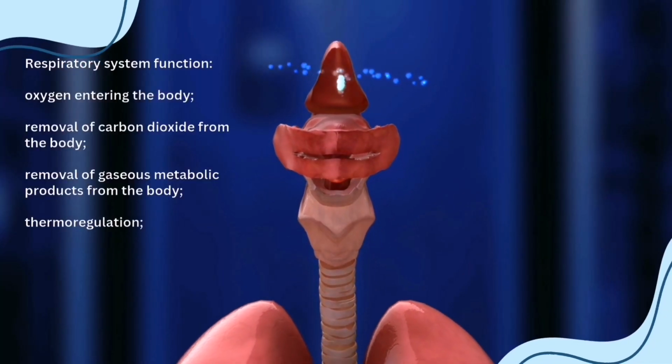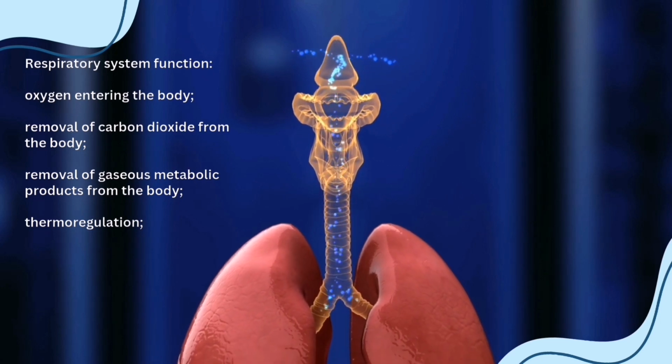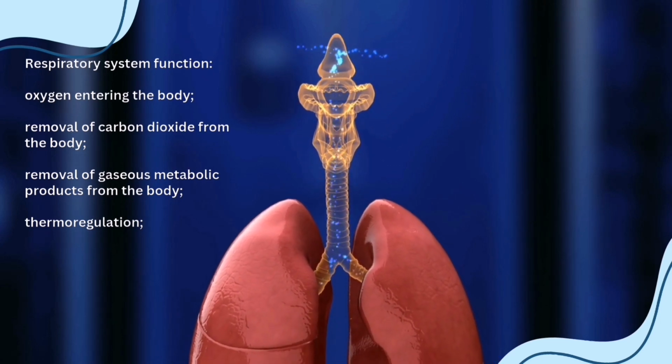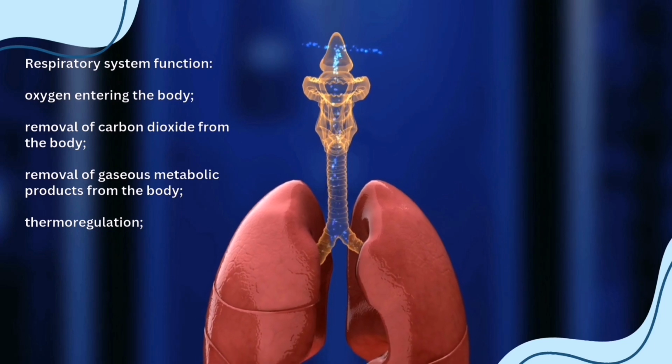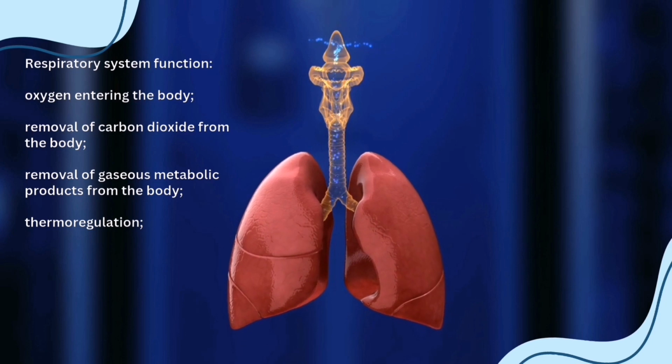Respiratory system function: oxygen entering the body, removal of carbon dioxide from the body, removal of gaseous metabolic products from the body, and thermal regulation. Okay, look at the video of how our respiratory system works.